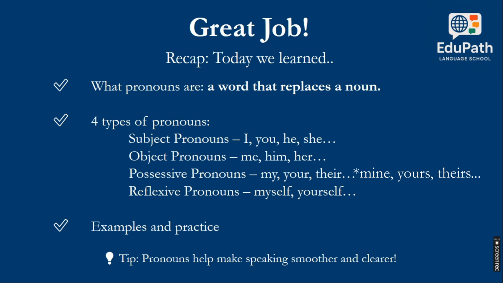So let's do a quick recap. What did we learn today? We learned what pronouns are. A pronoun is a word that replaces a noun, so we use it instead of a noun. There are 4 types of pronouns. We have subject pronouns such as I, you, he, and she. Object pronouns me, him, her. Possessive pronouns my, your, their. Reflexive pronouns myself, yourself. And we also saw a lot of examples and we had a chance to practice.